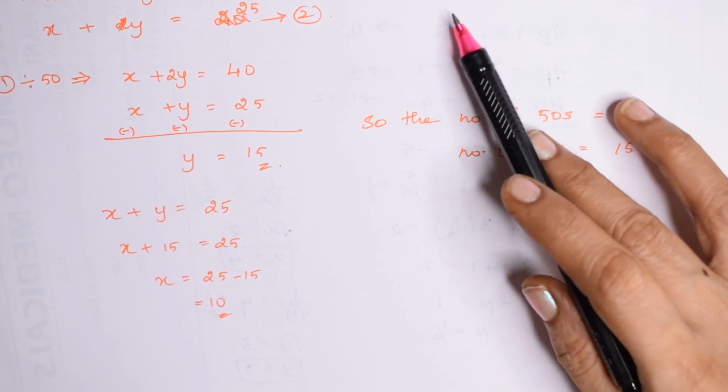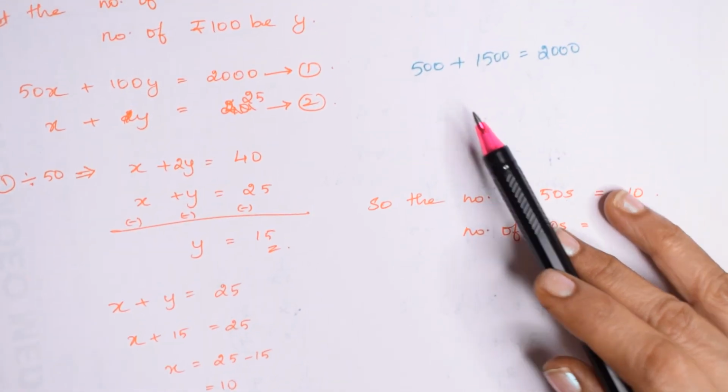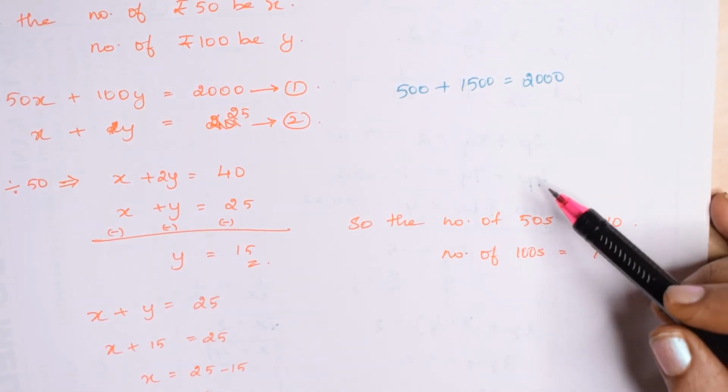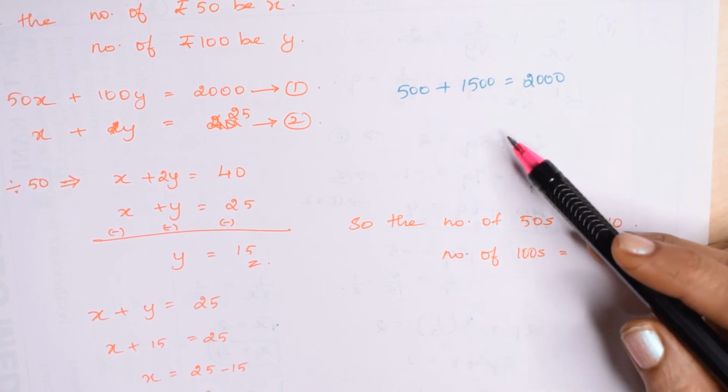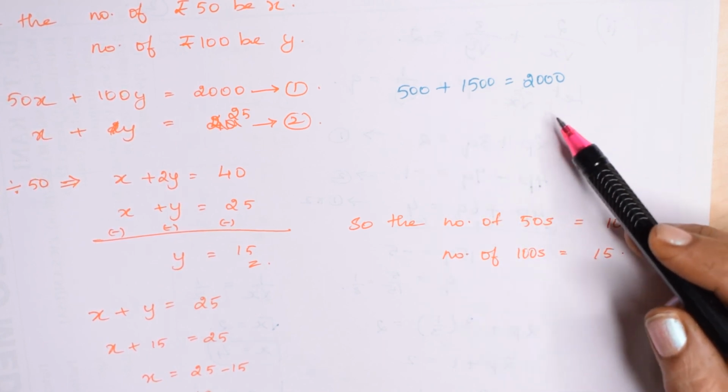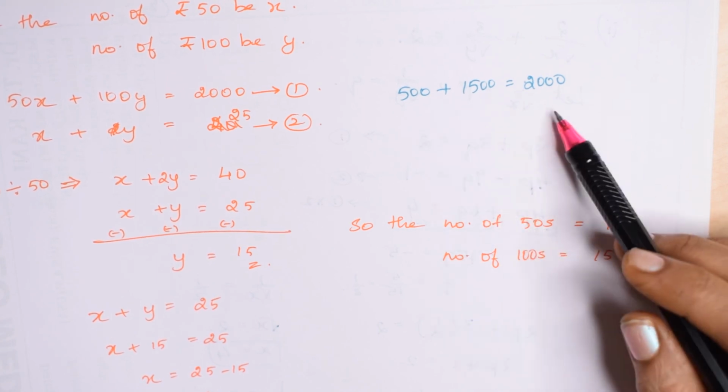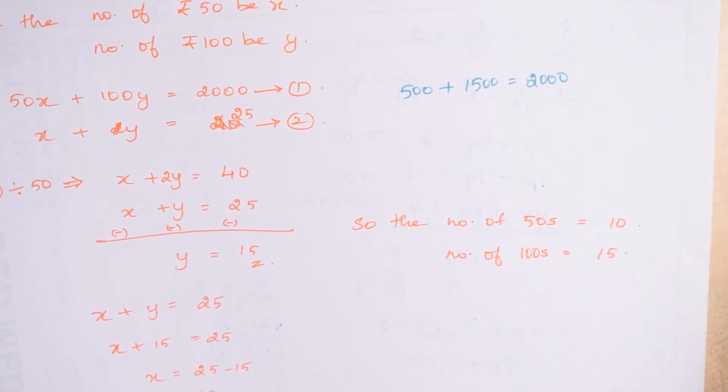Now I am going to check the answer. 50 into 10 is 500, 100 into 15 is equal to 1500, and so the total is equal to 2000. Yes, she withdrew 2000 rupees. So the sum, whatever was done, is right.